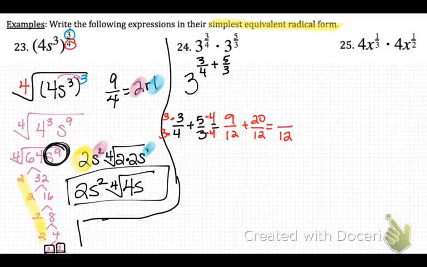What is 9 plus 20? Come on. 29. Good. Okay, so that means I have 3 to the 29 over 12. Is that a radical? Yes, Diego.